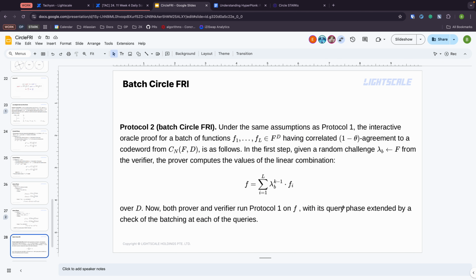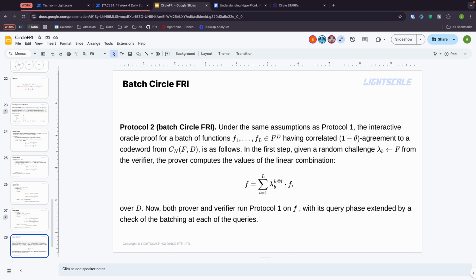And also let me go over the brief batch CircleFRI. This is just the same batching thing we do. So we get a random challenge, or just a random point, lambda b. This is just batching randomness, and then we just do the random linear combination of all the batched functions to make one f, right? And then we run the previous protocol on the resulting random linear combination f, but the query phase will also have to check if this holds.